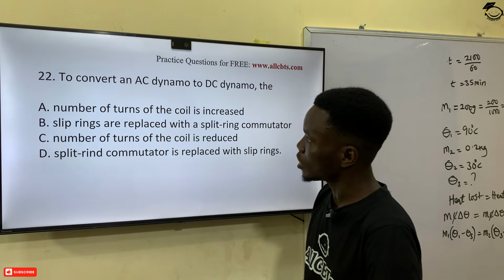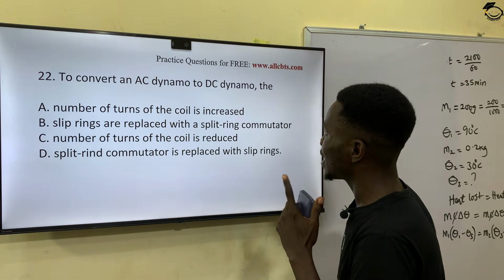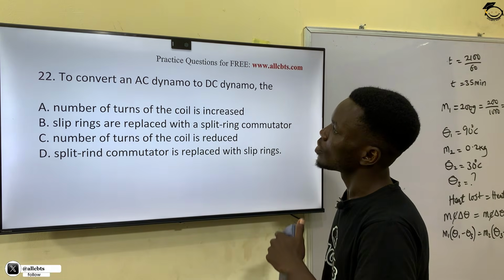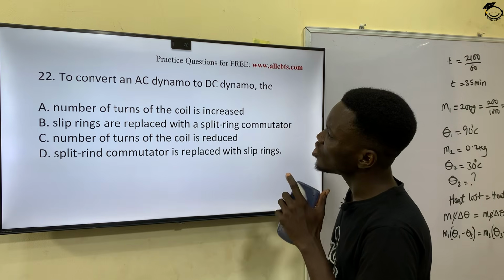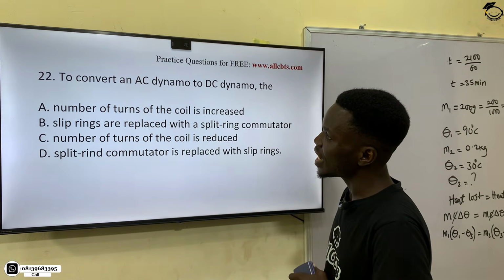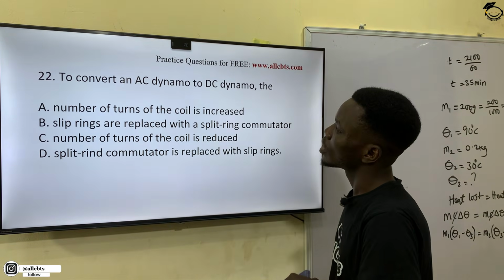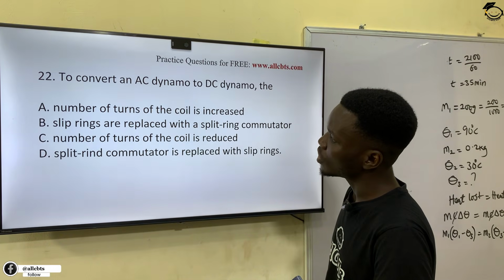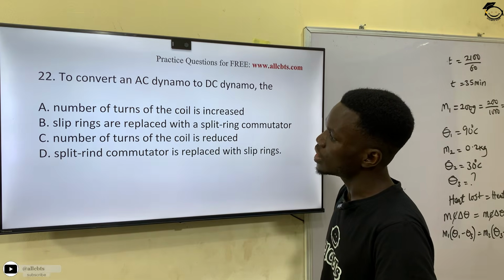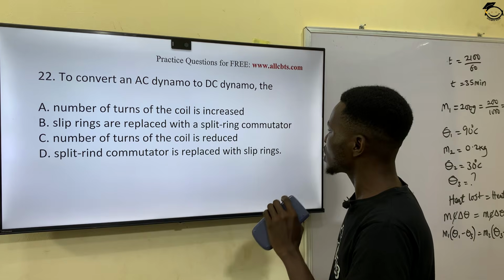So that takes us to question number 22. Which says to convert an AC dynamo to a DC dynamo, the dash. Option A says the number of turns of the coil is increased. Option B says slip rings are replaced with split rings commutator. Option C says the number of turns of the coil is reduced. Option D says split rings commutator is replaced with slip rings.